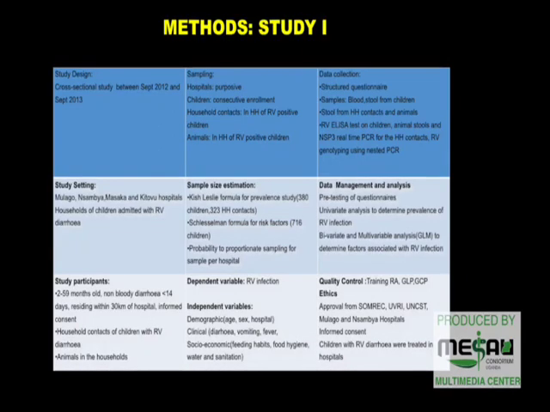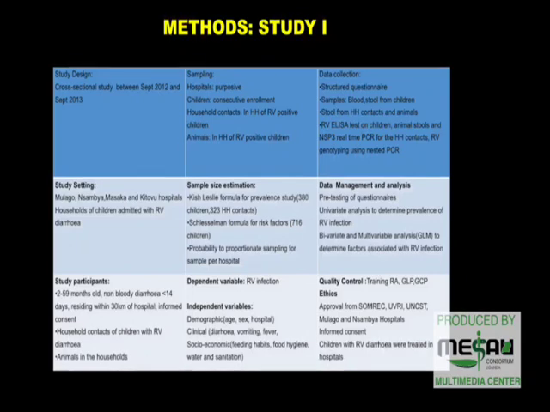For the household contacts, after enrolling the children, those children who tested positive went back to their homes and recruited the households and the animals in those households. To determine the sample size for the prevalence studies, the prevalence of rotavirus in the household contacts and the children, we used the Kish-Leslie formula, and then we used the Cochran formula to get the sample size for the risk factors which we studied in the children.